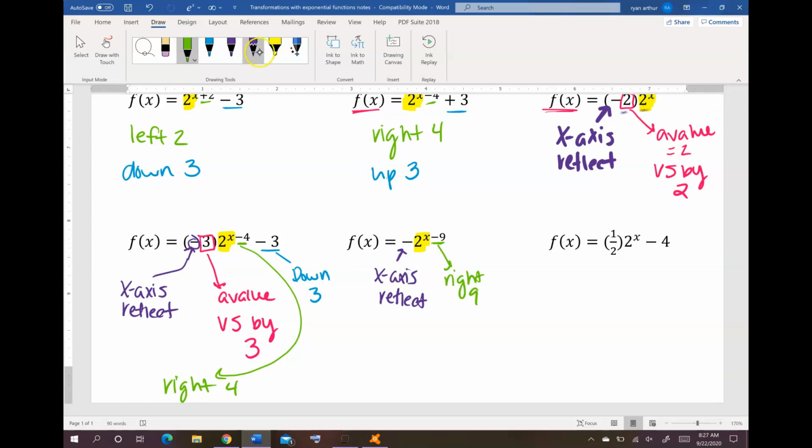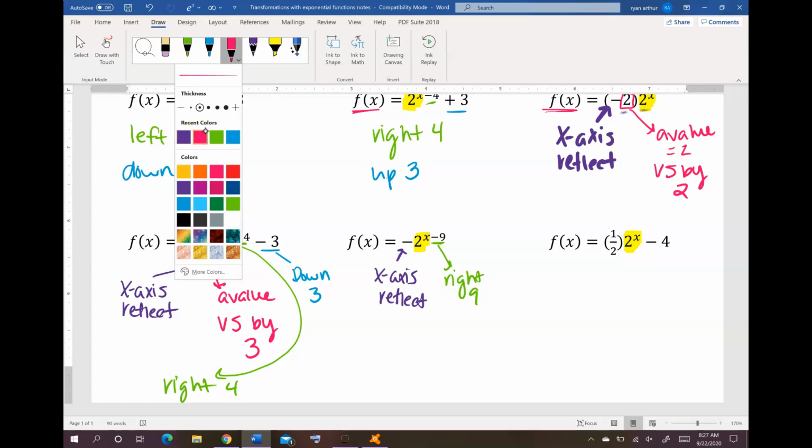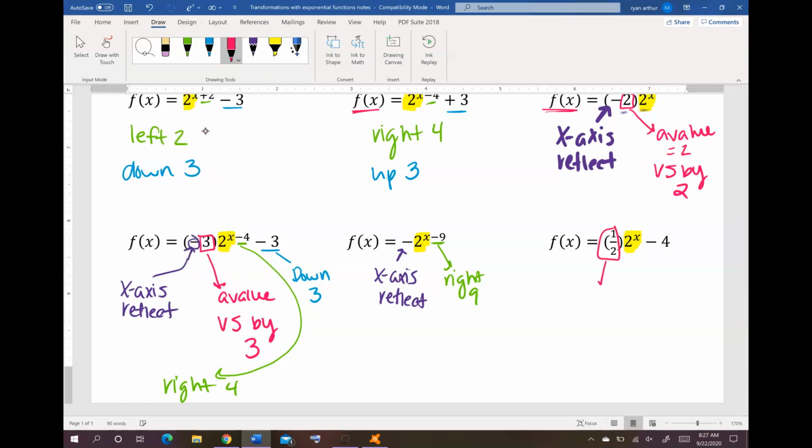Okay? All right, last one we're going to do together. So I'm highlighting the base. If you look, I have an A value here. Here's my A value. That number is less than 1 but greater than 0. So that's going to be a vertical compression by 1/2. And then that last number over there, it's going to mean you're down 4.